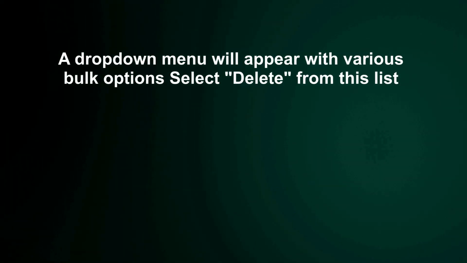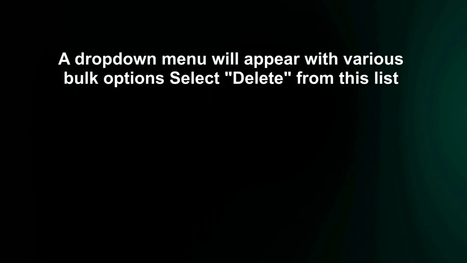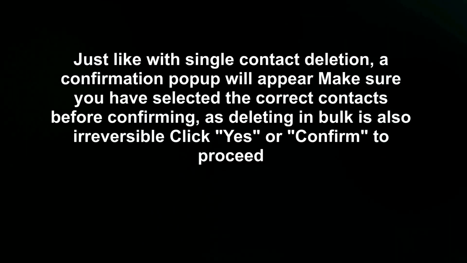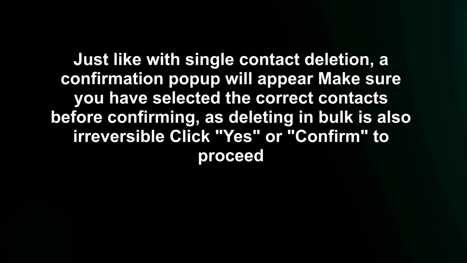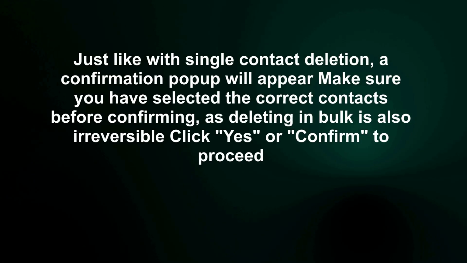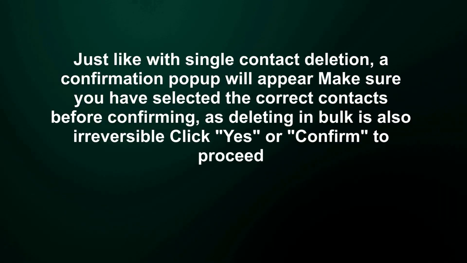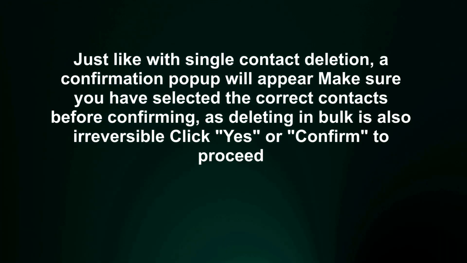A drop-down menu will appear with various bulk options. Select Delete from this list. Just like with single contact deletion, a confirmation pop-up will appear. Make sure you have selected the correct contacts before confirming, as deleting in bulk is also irreversible. Click Yes or Confirm to proceed.